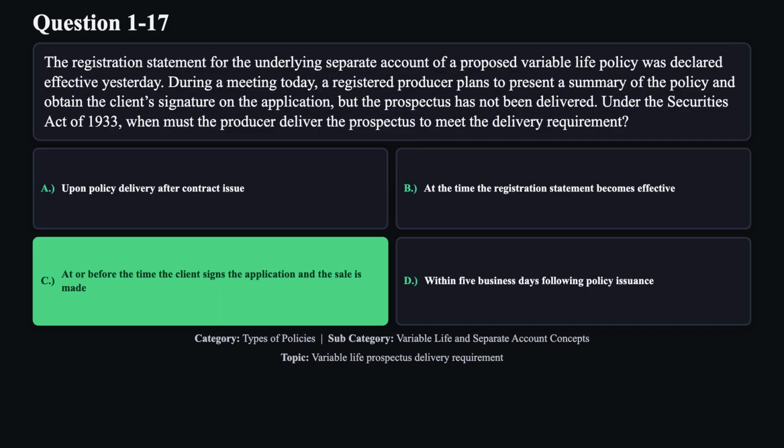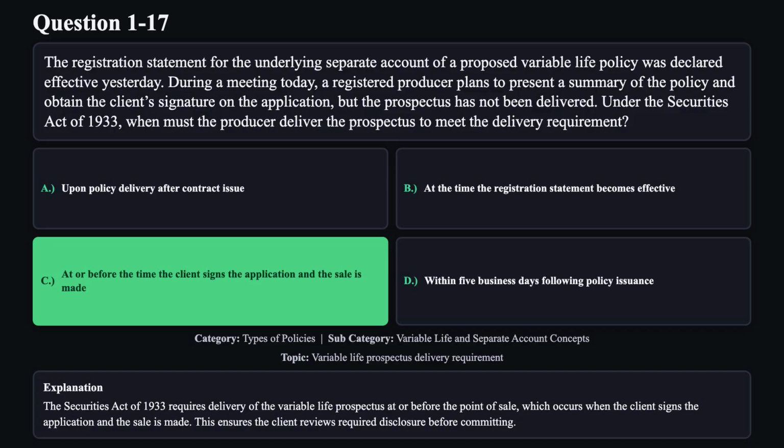The correct answer is C. The Securities Act of 1933 requires delivery of the variable life prospectus at or before the point of sale, which occurs when the client signs the application and the sale is made. This ensures the client reviews required disclosure before committing.